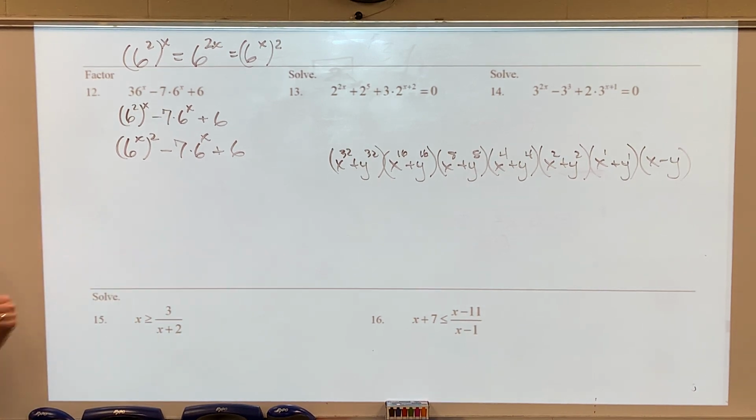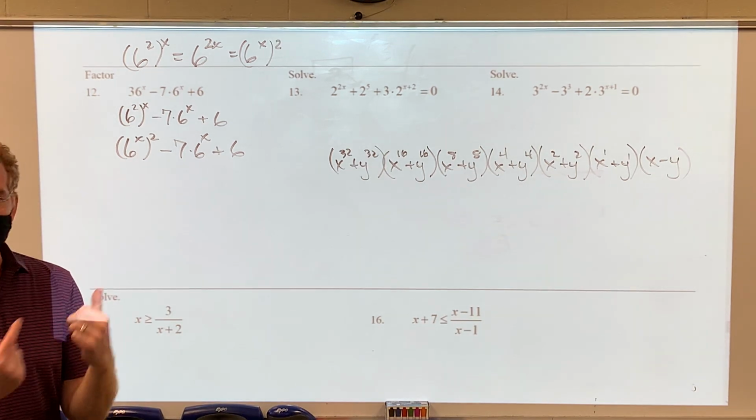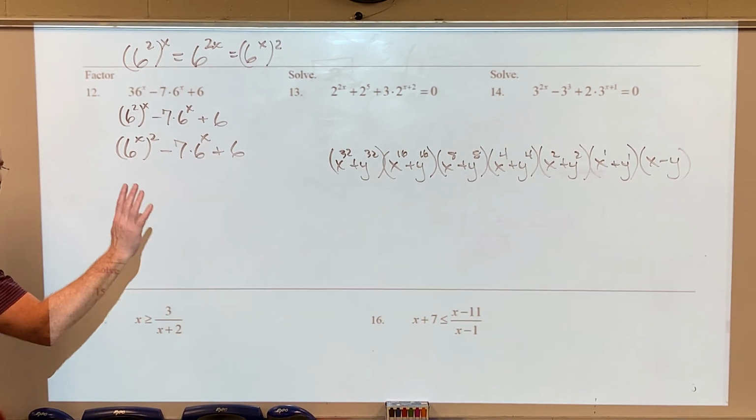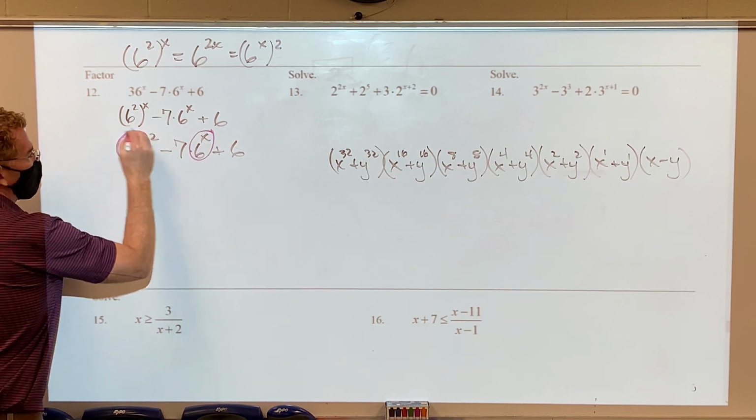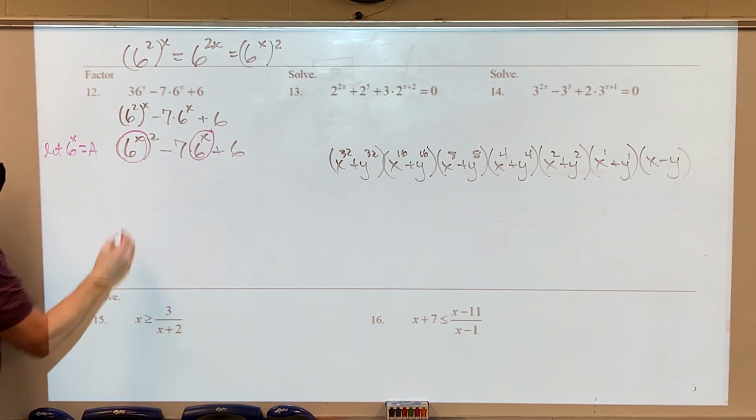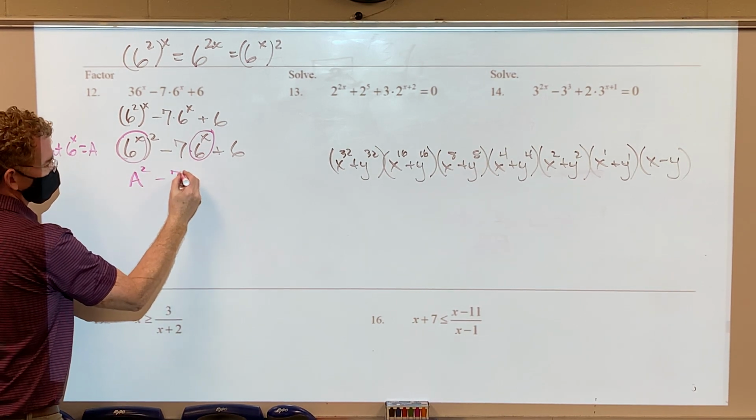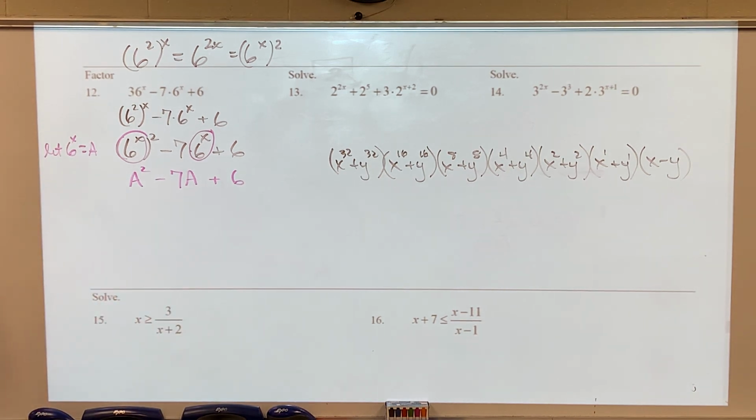And then just like I did earlier, when I talk about substitutions, it looks ugly right now, but what if, just for the time being, to make this look better, I let 6 to the x equal a? I would have a squared minus 7a plus 6. And isn't that a little easy to factor?